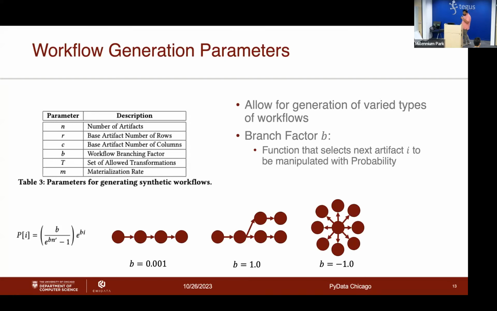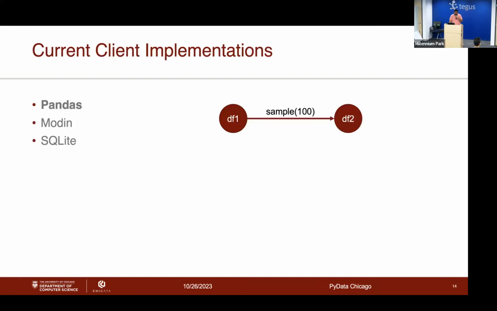And so currently I've written 3 clients for fuzzydata. There's a pandas client and a modin client. So if my abstract data representation is that I'm going from data frame 1 to data frame 2 by sampling 100 rows, then fuzzydata will automatically generate the pandas code for that, right?